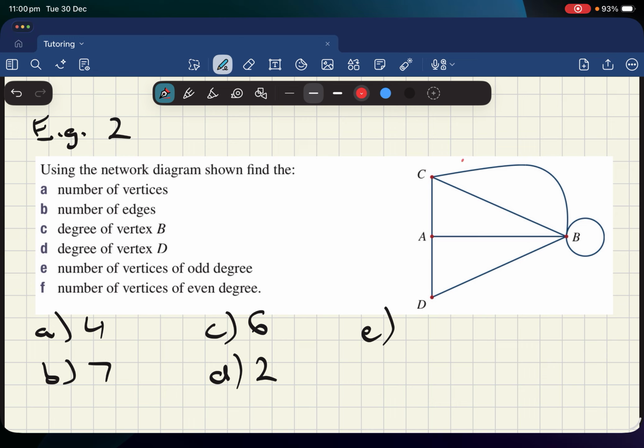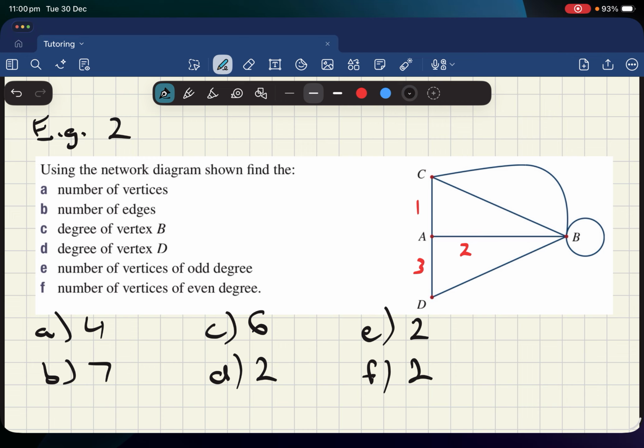Now C has 1, 2, 3 edges that it's connected to. So that's a vertex with odd degree. And A has 1, 2, 3 other vertices that it's connected to. So A and C have an odd degree. So the number of vertices with an odd degree is 2. And B and D, we already said, had an even degree. So there's only 2 vertices with an even degree.